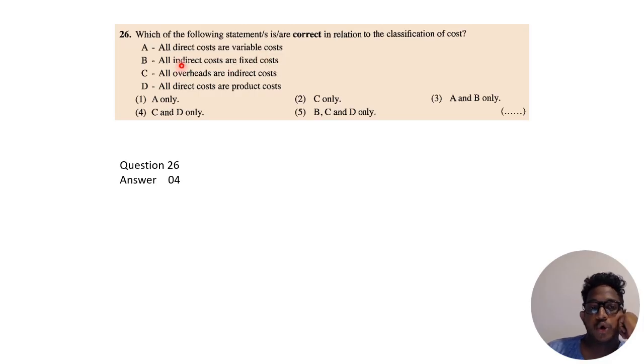That's incorrect. All indirect costs are fixed cost. That's also incorrect. Indirect costs can be variable cost. Let us assume the sales commission per unit. Those are variable costs. It's indirect and it's variable. All overheads are indirect cost. That's correct. Overheads and indirect costs are similar terms. And the last one, all direct costs are product cost. That's also correct. So the correct answer for question number 26 is answer number 4.